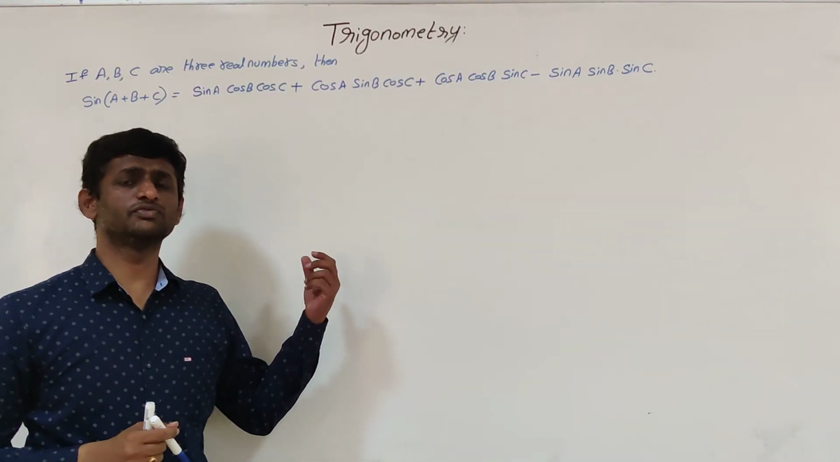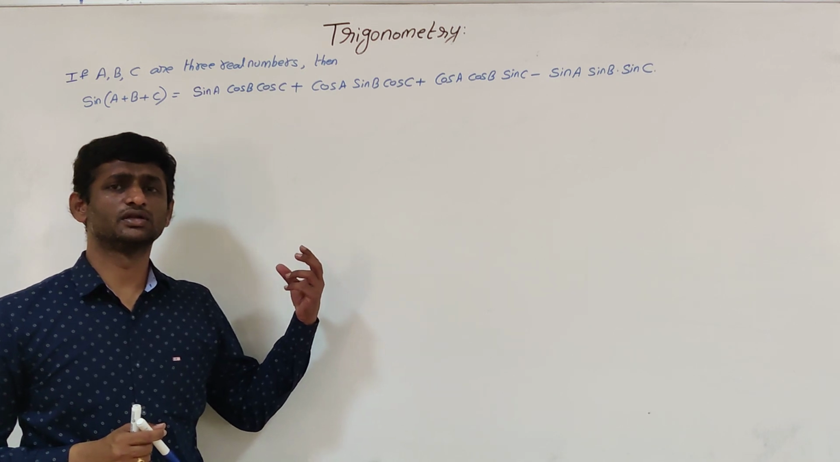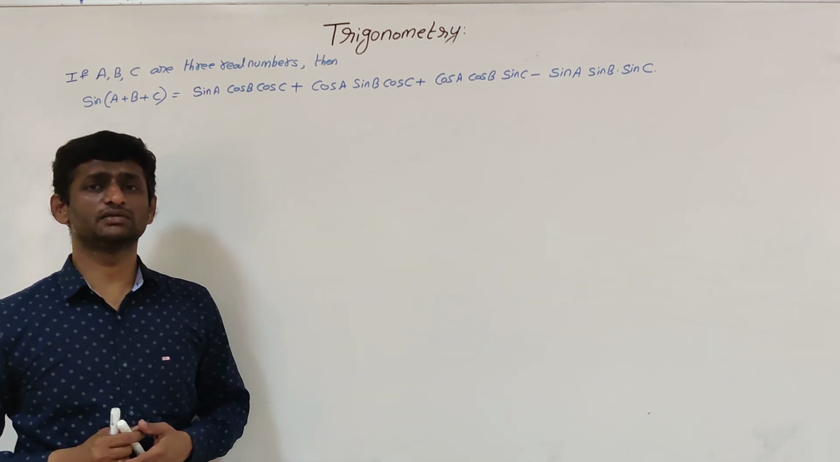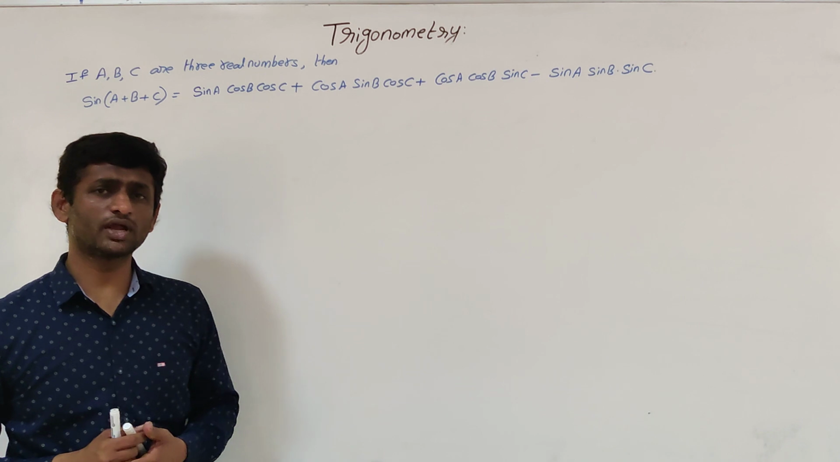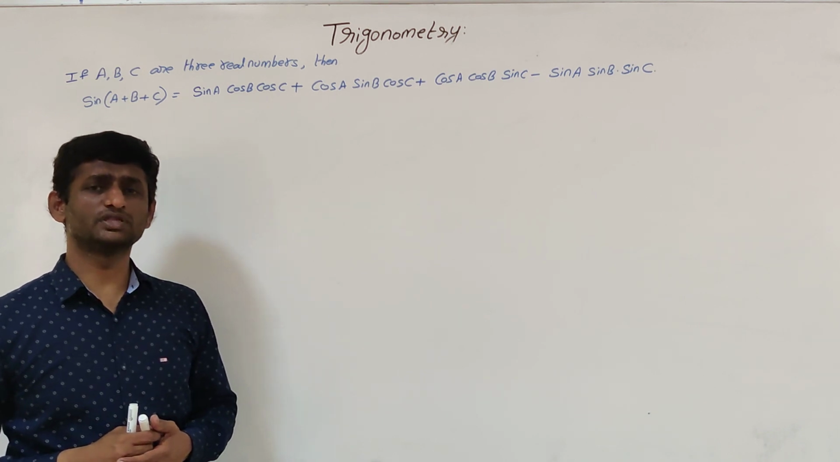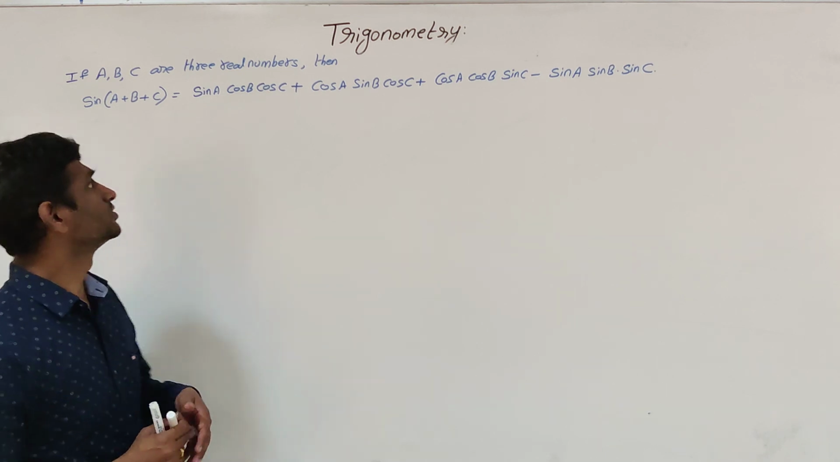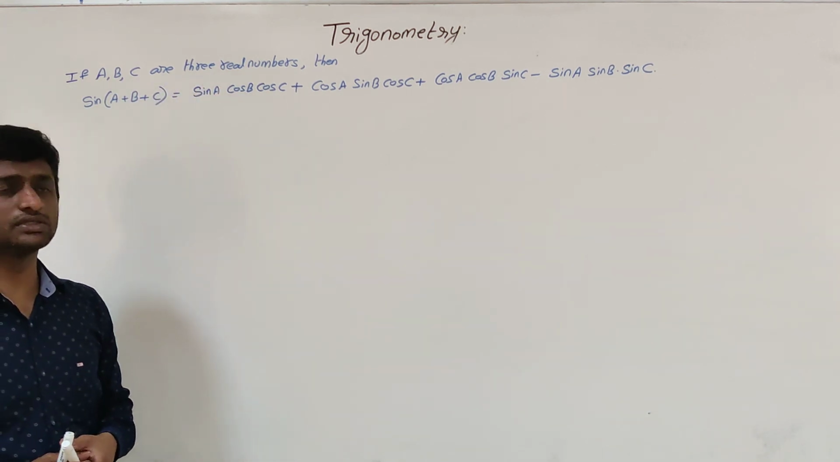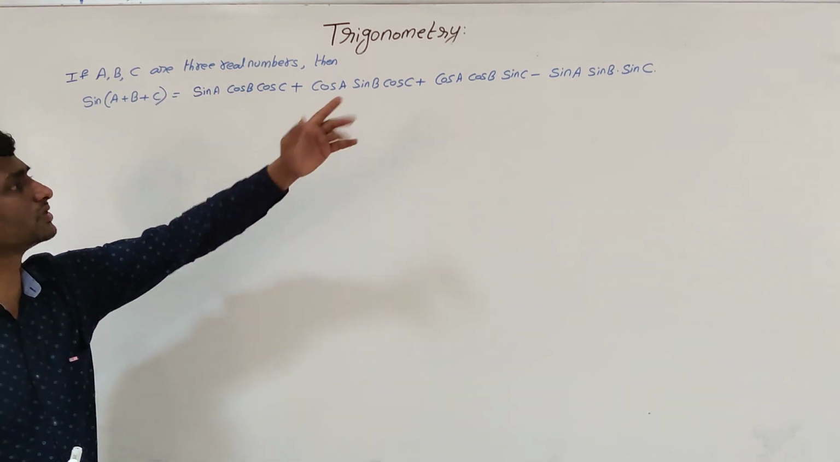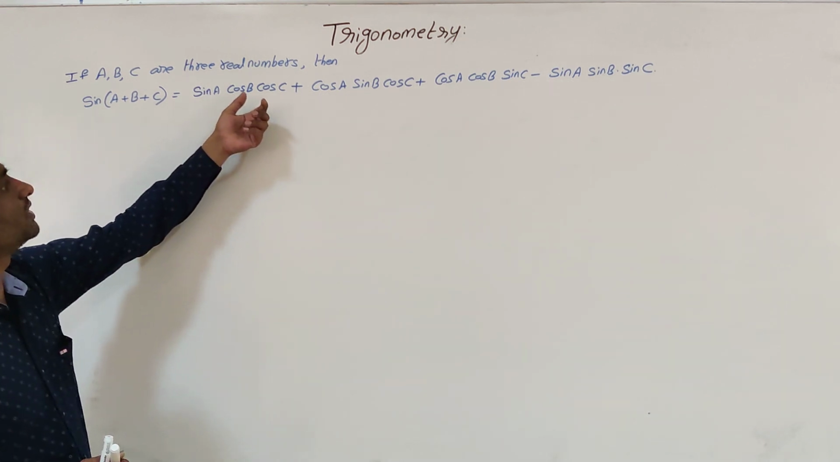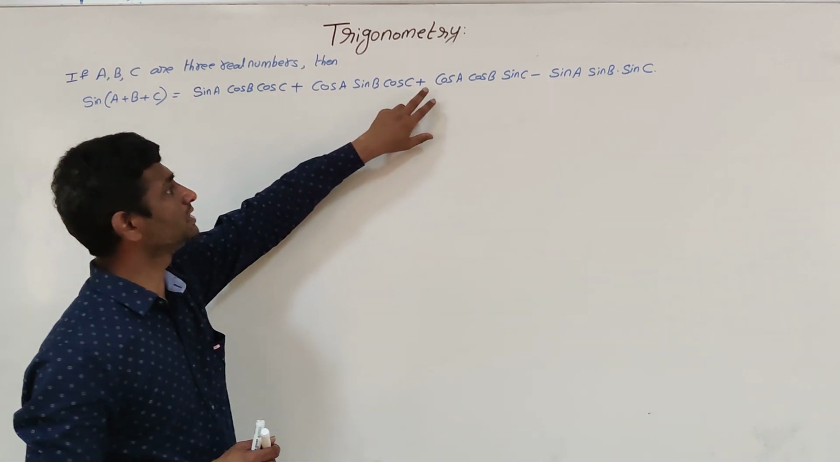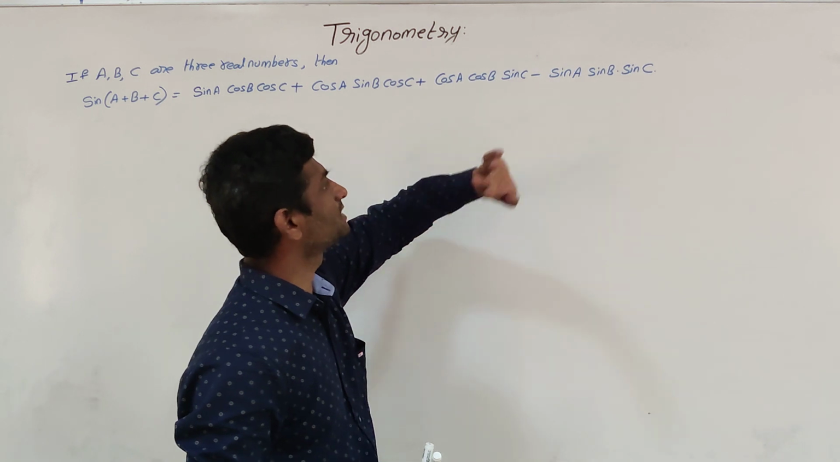Now we'll see what is the sin of A plus B plus C. Again, it's a compound angle. What is the sin of the sum of three angles? If A, B, C are three real numbers, then sin of A plus B plus C is sin A cos B cos C plus cos A sin B cos C plus cos A cos B sin C minus sin A sin B sin C.